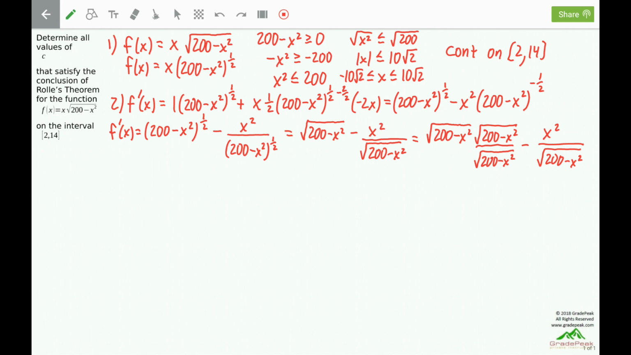So that the derivative f prime of x now equals, multiplying the numerators here, square root times square root cancel each other, and that becomes 200 minus x squared. Since we're over a common denominator, we can combine it with the other numerator, which is minus x squared, all over that common denominator of the square root of 200 minus x squared.